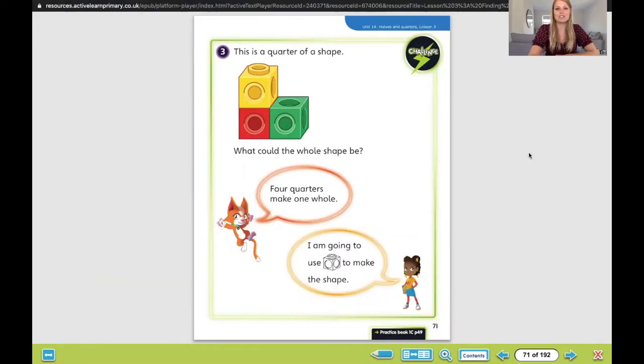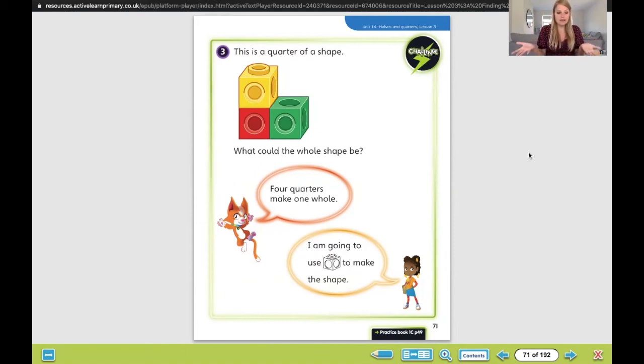So now we're on to the challenge, and it is a real big challenge today. So we've got a picture on the screen and they've used 3 cubes. And it says is a quarter of a shape. So that's 1 quarter, 1 part out of 4 parts. So how many more parts would we need? You're right, we need 3 more parts, because this part, add 3 more parts, would equal 4 equal parts.